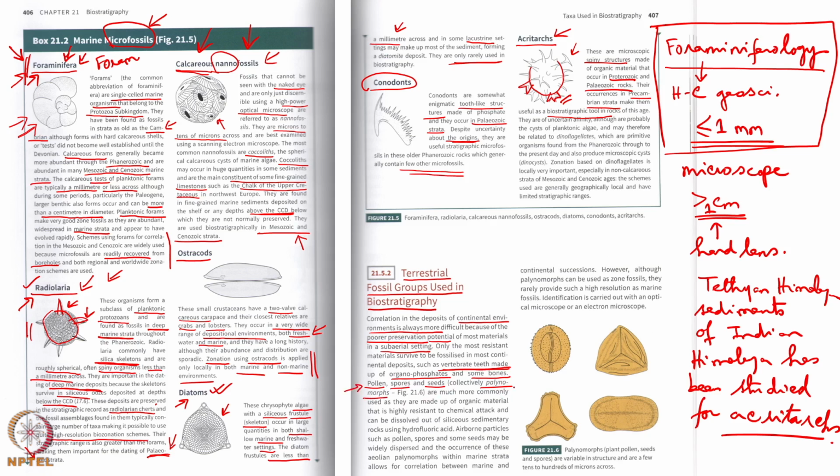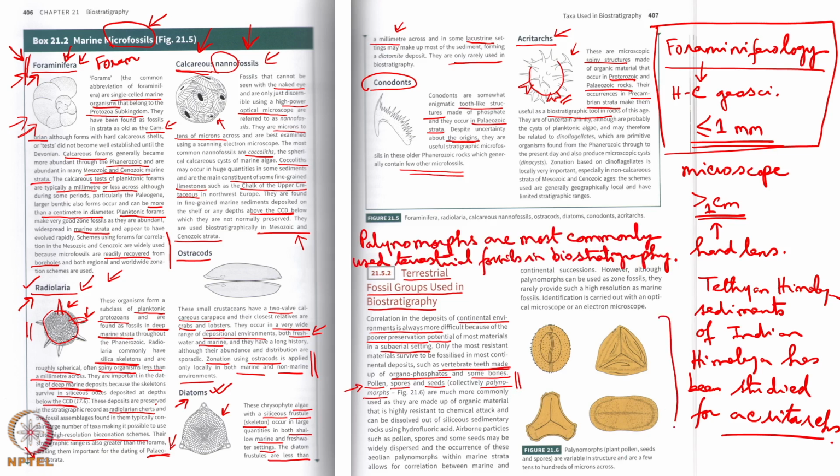These get preserved, and the palynomorphs are in fact the most common materials in the terrestrial environment that are used in biostratigraphy. Here are a few examples of the palynomorphs: plant pollen, seeds and spores. Their sizes are very small, it can be of micron level, so high power microscopes are required to study them. The palynomorphs can resist chemical attack. They can be dissolved out using hydrofluoric acid. Airborne particles such as pollen, spores and some seeds may be widely dispersed, and the occurrence of these aeolian palynomorphs within marine strata allows for good correlation.